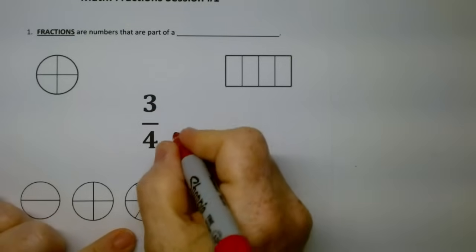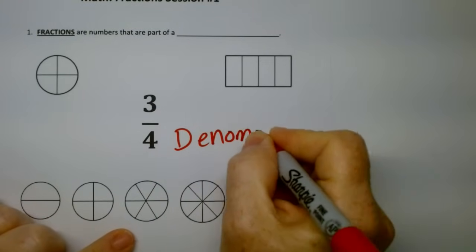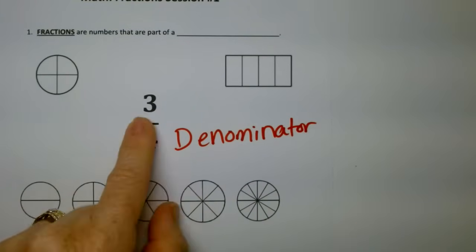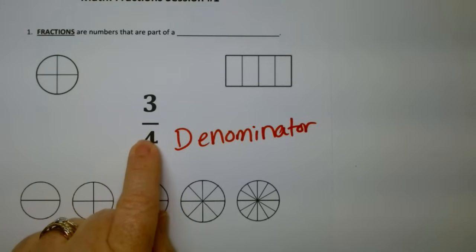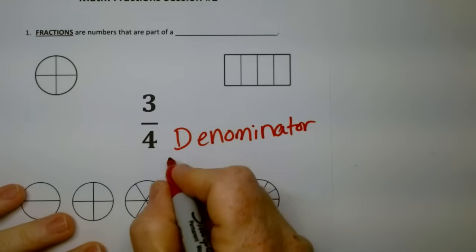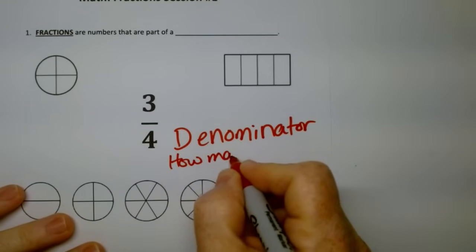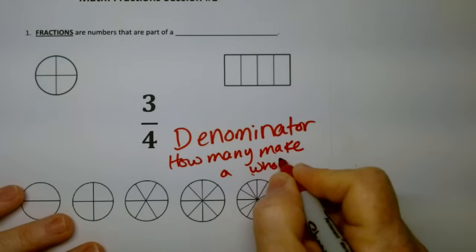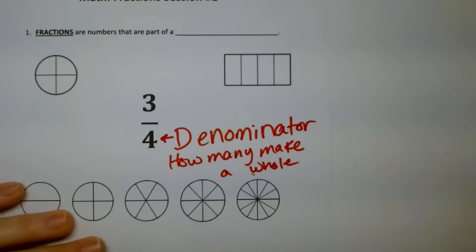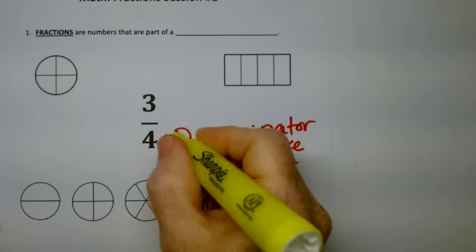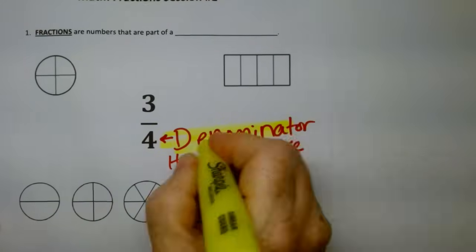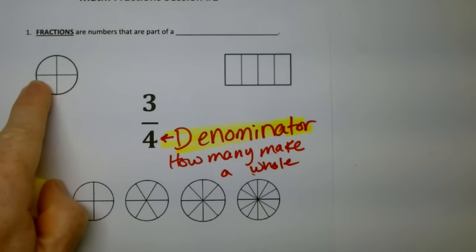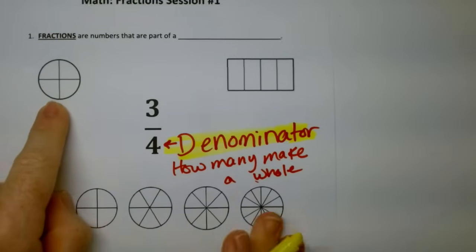The 4. This thing is called the denominator. Denominator, it starts with a D like dungeon, so it's down in the dungeons on the bottom, okay? All right, so this tells you how many pieces make a whole. That tells you how many make a whole. All right, so that is the denominator. That's the one on the bottom. Do you see how there's a 4 there? So you can see there's 4 here. 4 makes a whole unit in this case.